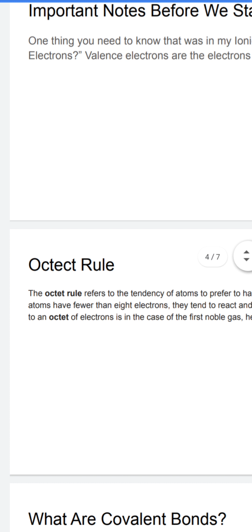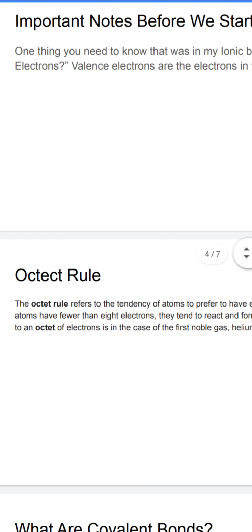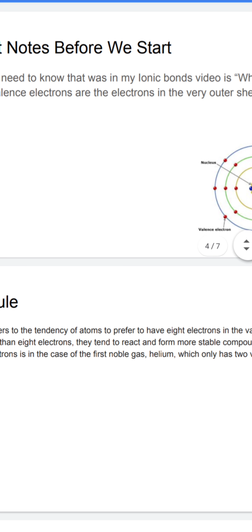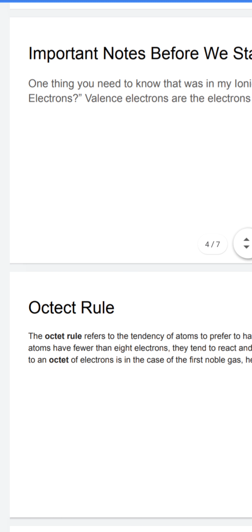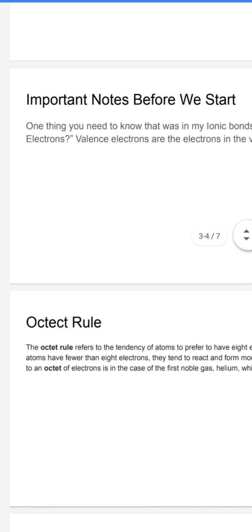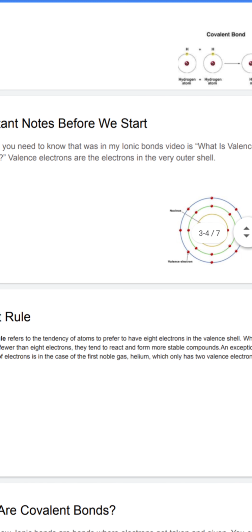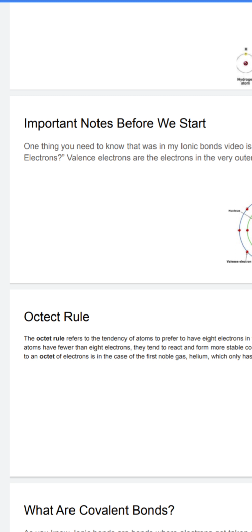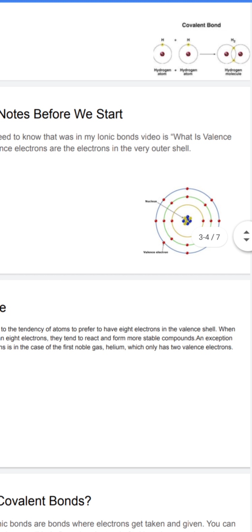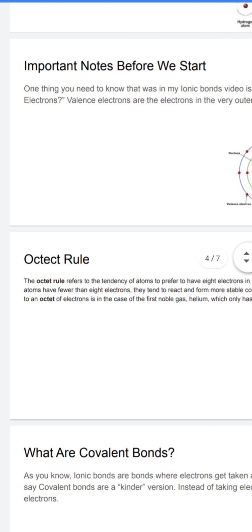Then I'll teach you about the octet rule. The octet rule refers to the tendency of atoms to prefer to have 8 electrons in the valence shell. The valence shell is also called the outer shell. When atoms have fewer than 8 electrons, they tend to react and form more stable compounds. An exception to an octet of electrons is in the case of the first noble gas, helium, which only has 2 valence electrons.